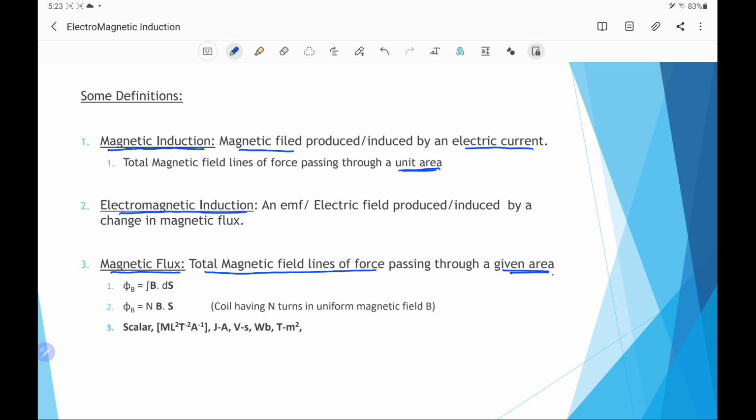We have already said that magnetic induction is total field lines per unit area, and if this magnetic induction, which we represent by vector B, is multiplied by the given area, then we will get the flux, which is phi B. Magnetic induction is a vector quantity, while the magnetic flux is a scalar quantity because it is a dot product of field and the area. So by definition, phi B equals integral B dot ds.